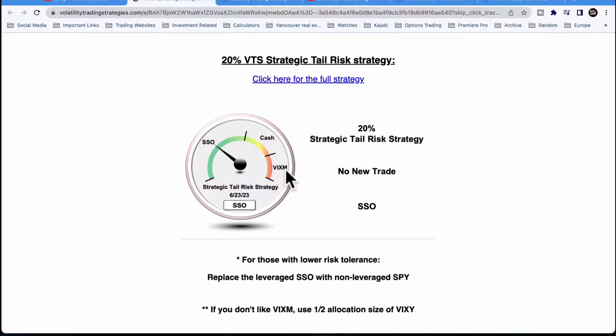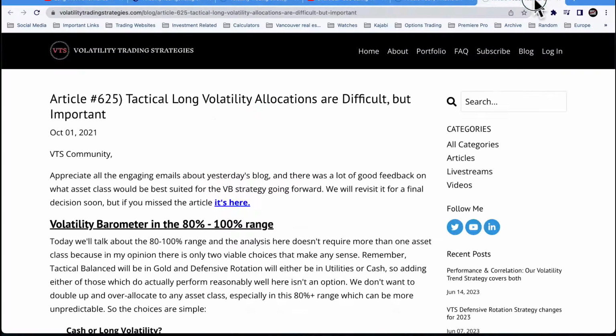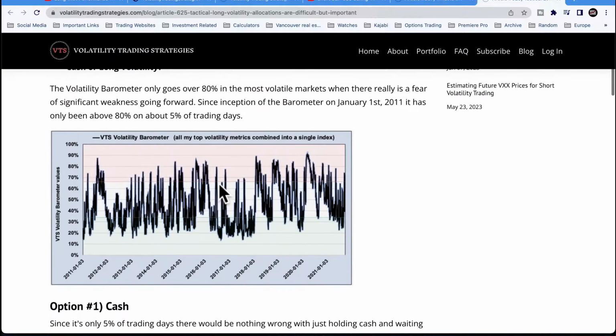VXX tracks the front 2-month VIX futures. So the VIXM actually moves slower. And so what could that do for us?